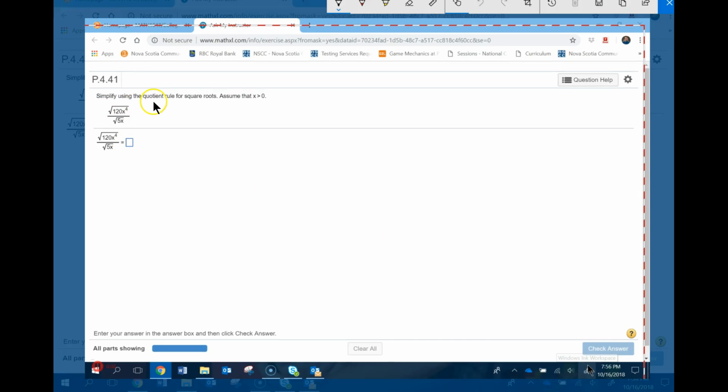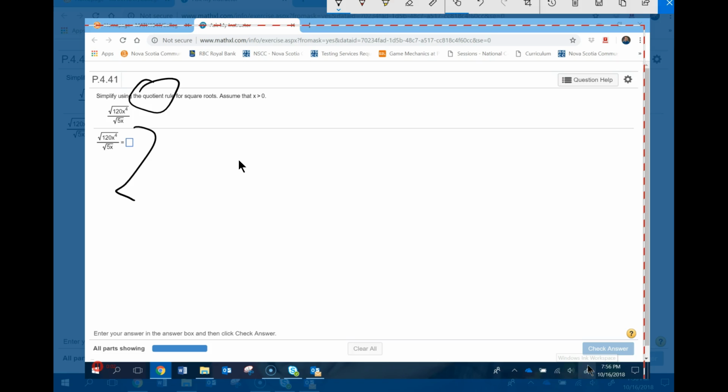So what we're going to do here, we're going to use the quotient rule. And we use the quotient rule in situations like this where we can't take the square root of these numbers, right? The square root of 120 is a decimal that goes forever. The square root of 5 is a decimal that goes forever. So what we're going to do is apply the quotient rule, which is literally this.